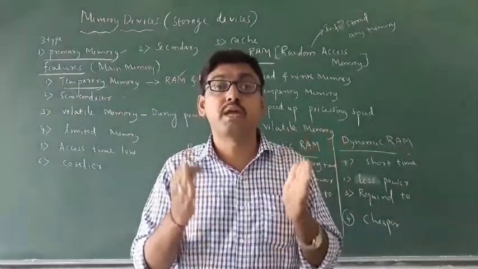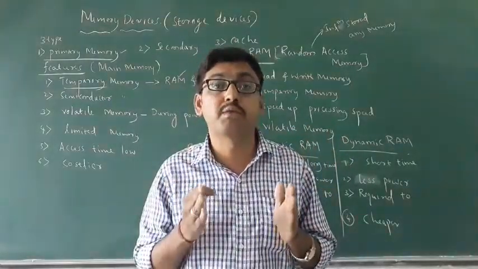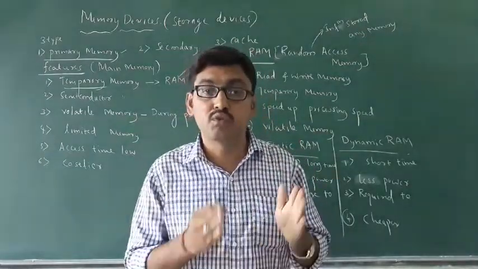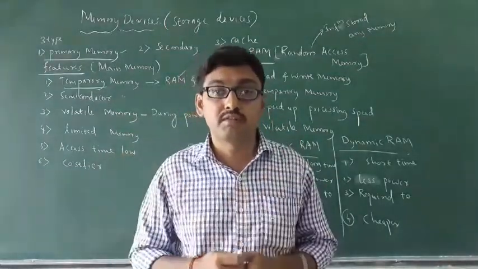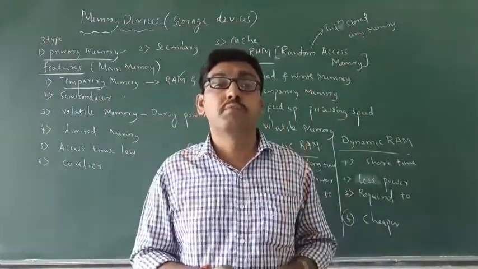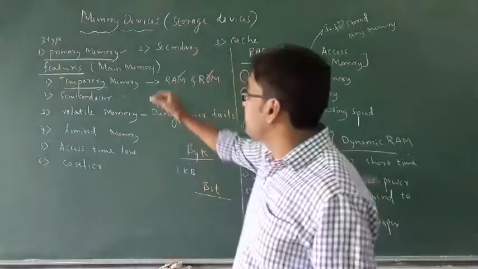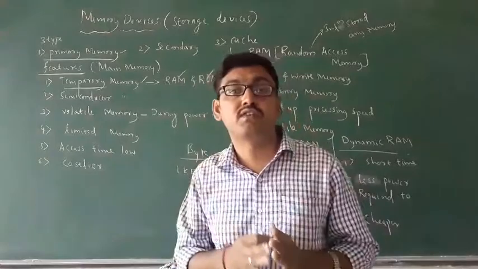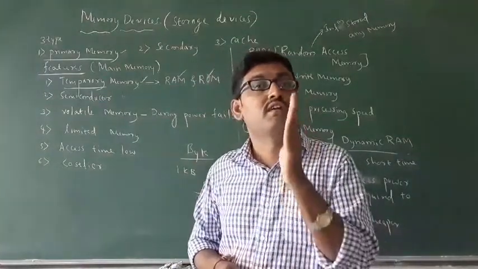That's why it is a primary memory. This you have to remember. Many times in examinations they ask, give an example for temporary memory. That is nothing but RAM. RAM is an example of a temporary memory. The next feature is that primary memory is called a temporary memory because it stores the data temporarily.